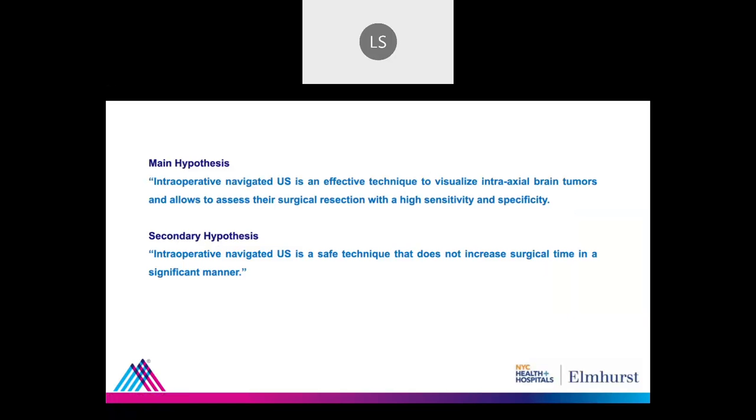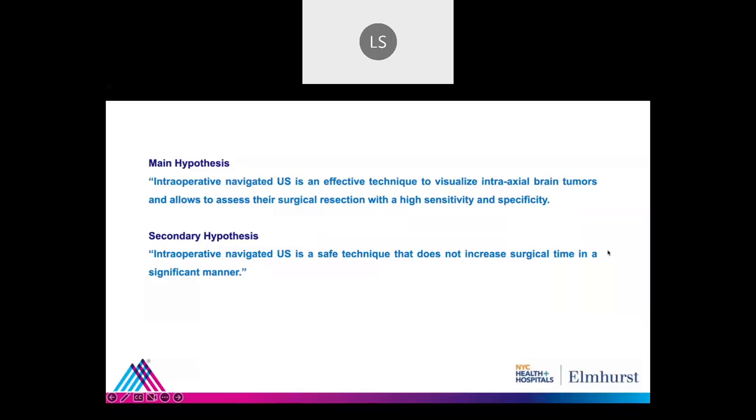So we did this study that is still being written. We did a paper that has been published already, and this paper is still in process. We hypothesized that it was an effective technique to visualize intraparenchymal tumors, that it would allow us to assess the surgical resection with high sensitivity and specificity, and that it was safe and did not increase the surgical time in a significant manner.